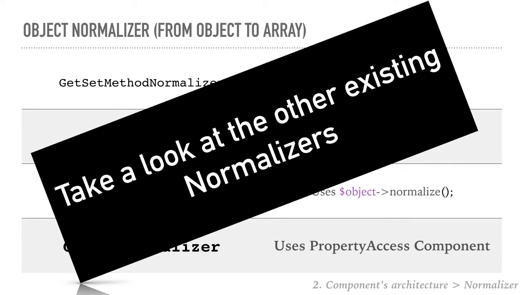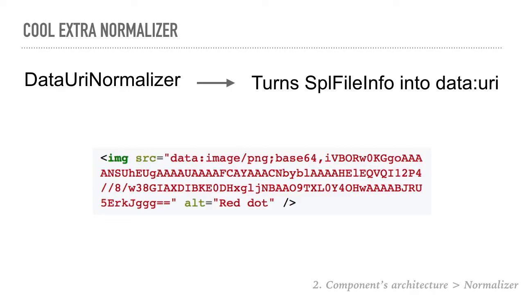Okay? So I would like you to look at the other normalizers by yourself, but there is one that I really want to explain to you today, which is the data URI normalizer. And this one is really cool because it turns SPL file info into data URI. So basically, for people that don't know what a data URI is, instead of getting the image, downloading it, and displaying it to the user, we have the image directly encoded in base 64. That way, it's way faster. Okay? So I invite you to use these normalizers. It's already implemented for you, and it's in the component.